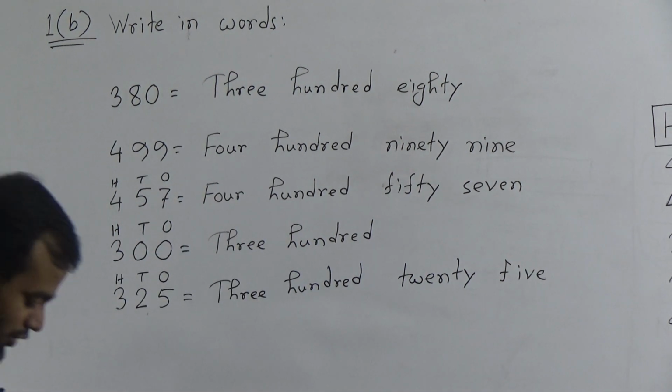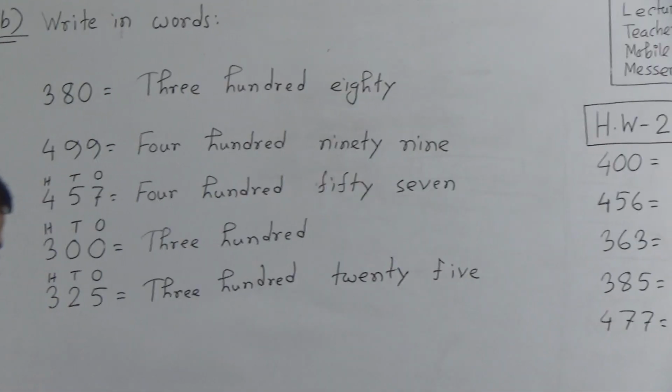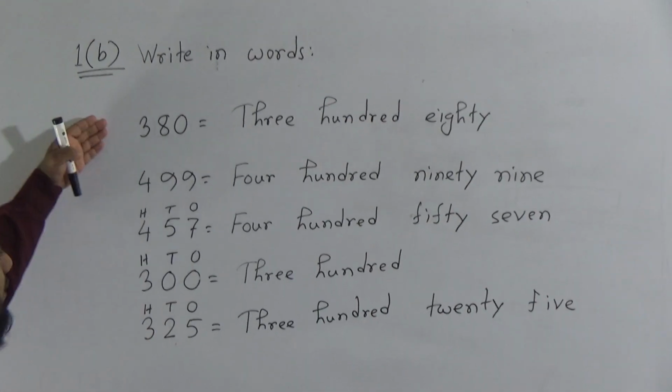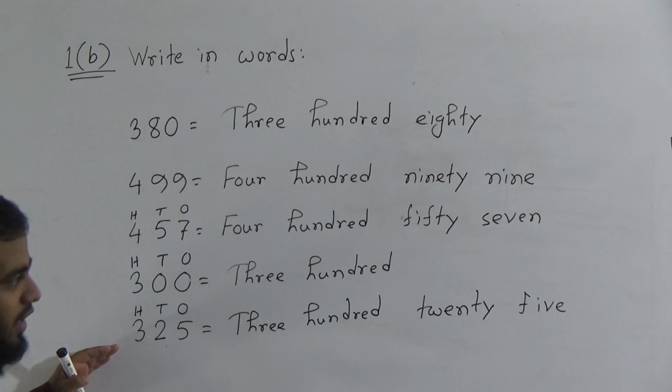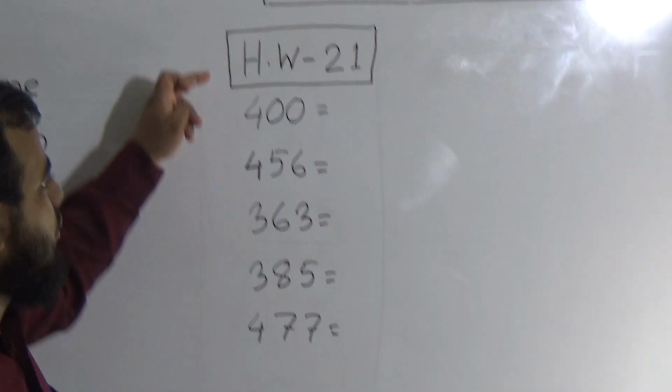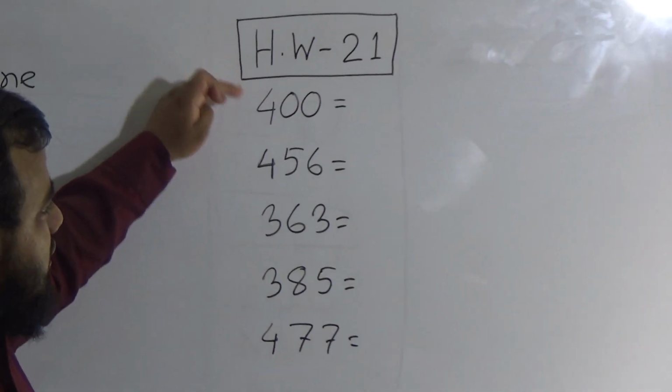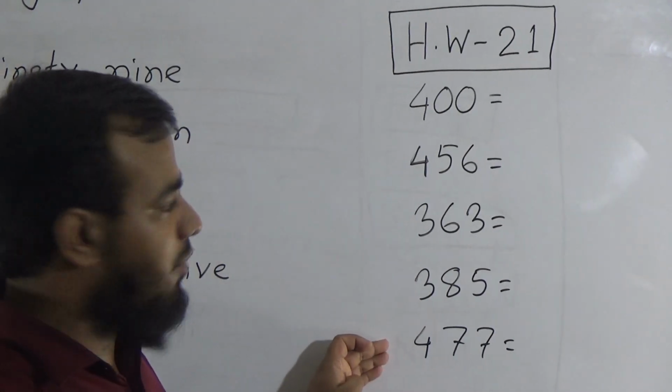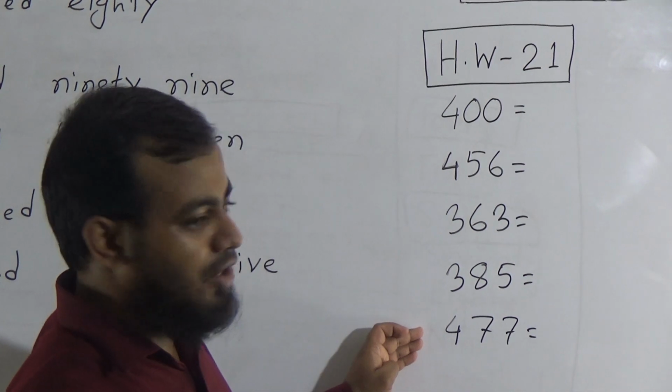So now your homework. Look, here are only 5 for your CW work. This is not your homework, okay? Your homework number is 21, and your homework is this one. Homework number 21 is these 5 numbers. You have to do these 5 numbers at your home as your HW.